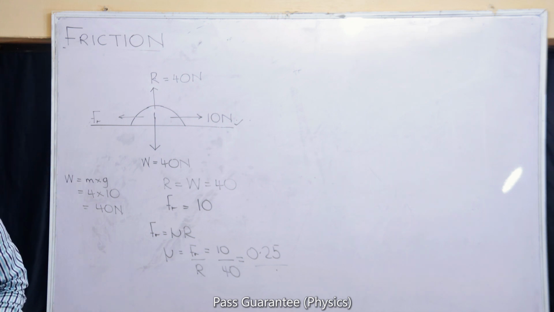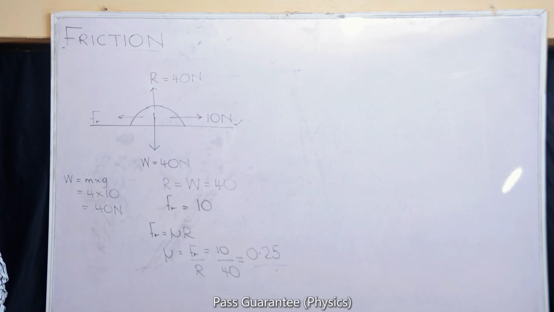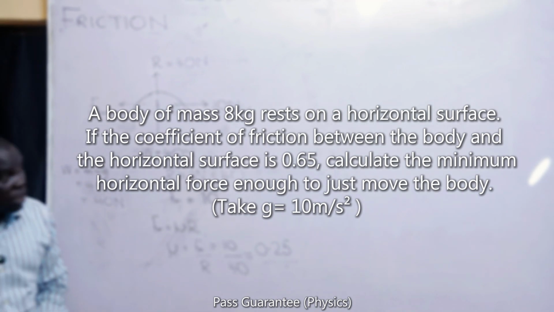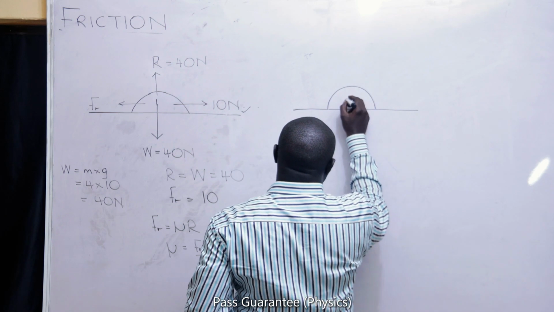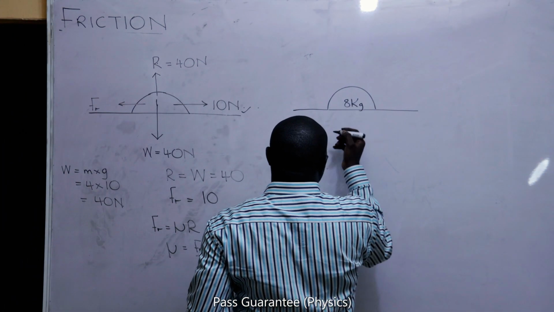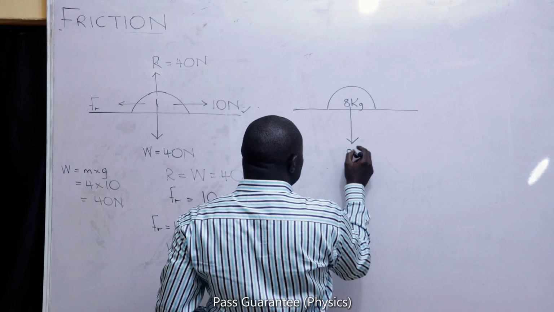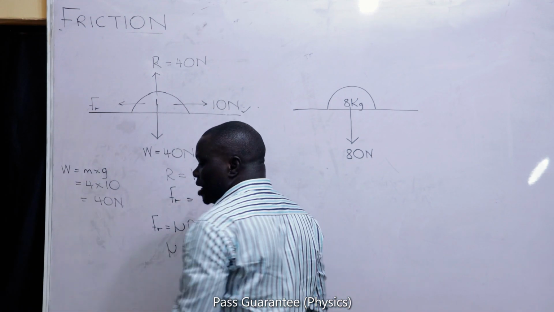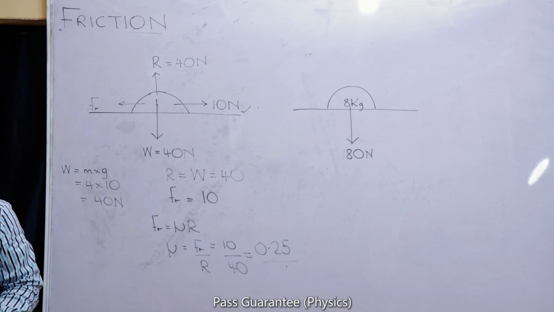We are also told here that a body of mass 8 kilogram rests on a horizontal surface. There's a horizontal surface. We now have a body whose mass is 8 kilogram resting on it. If the mass is 8 kilogram, I expect you to know that the weight must be 80 Newton. How did I get 80 Newton? The weight is always equal to the mass times acceleration due to gravity. If the weight is 80 Newton, then we'll move on.